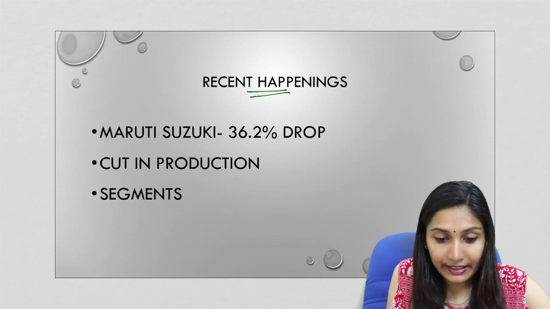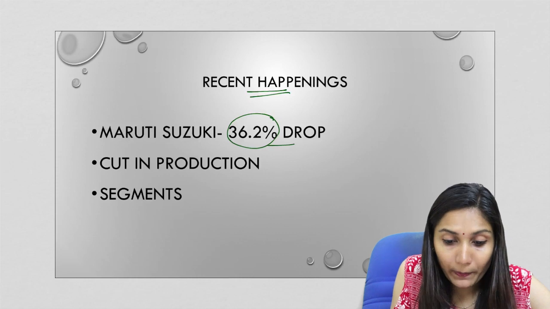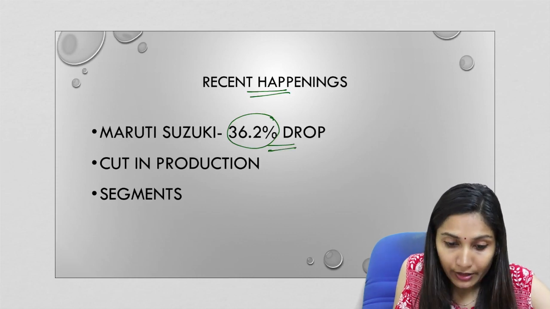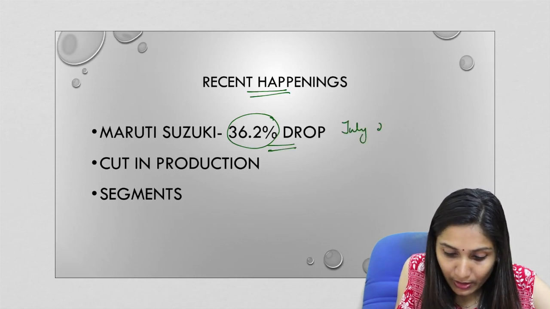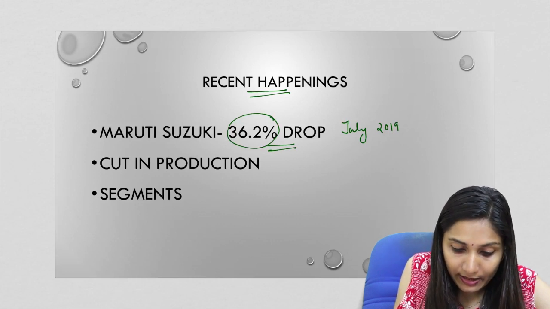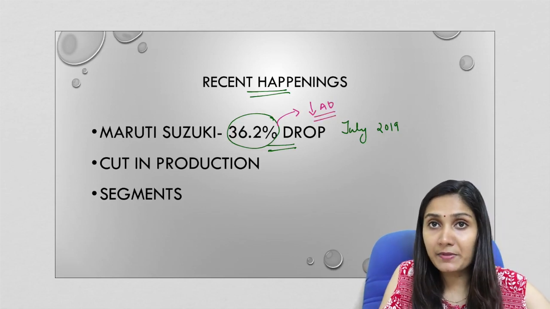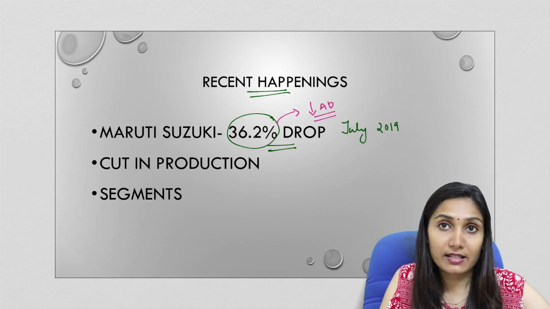So the market leader Maruti Suzuki reported a 36.2% drop in sales during the month of July 2019. So here a drop in the sales essentially means that there is a decline in the aggregate demand for automobiles. So this is an indicator that the consumption pattern of the Indian economy is changing.